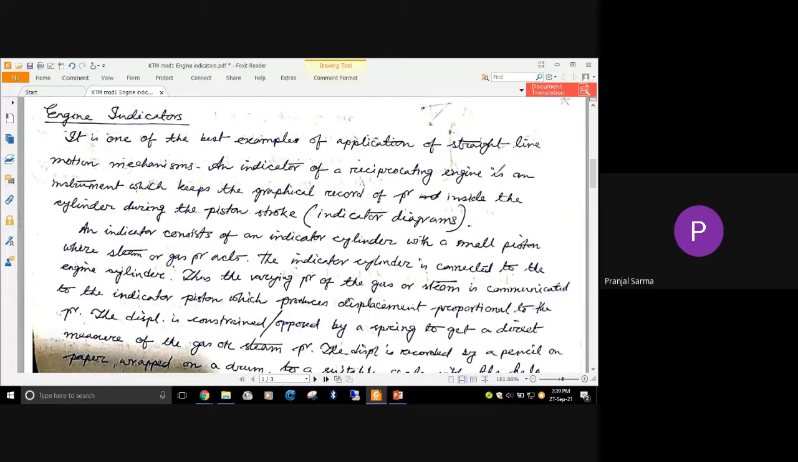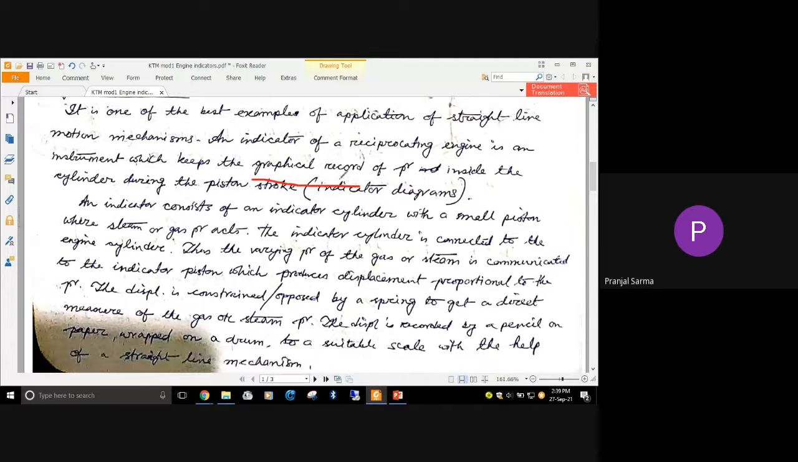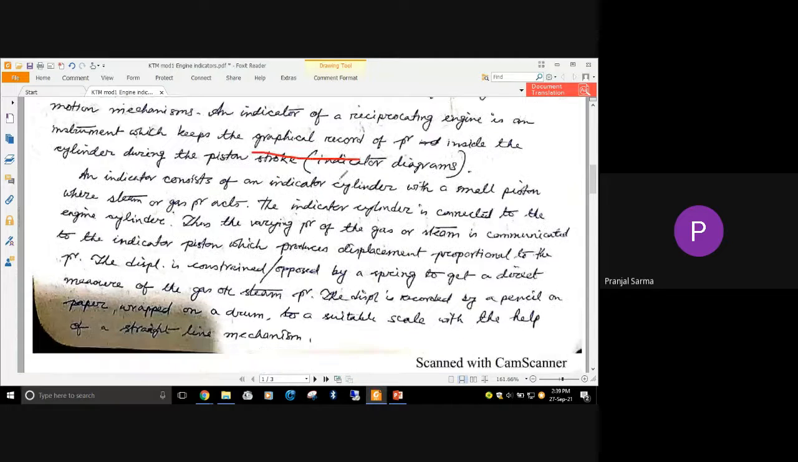I have already said that an indicator of a reciprocating engine is basically an instrument which keeps graphical records of the pressure inside the cylinder during its piston stroke, and that is known as the indicator diagram. I'm just repeating those things. So now in the parallel case, what will happen?